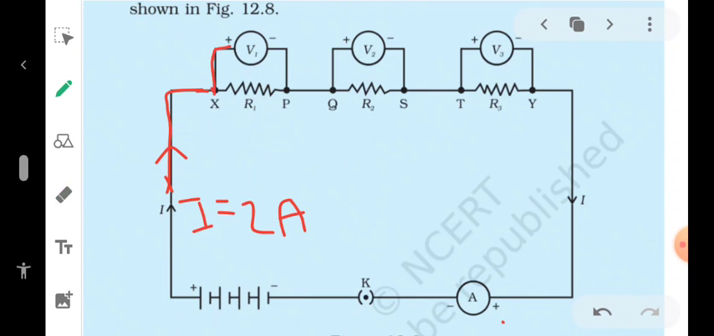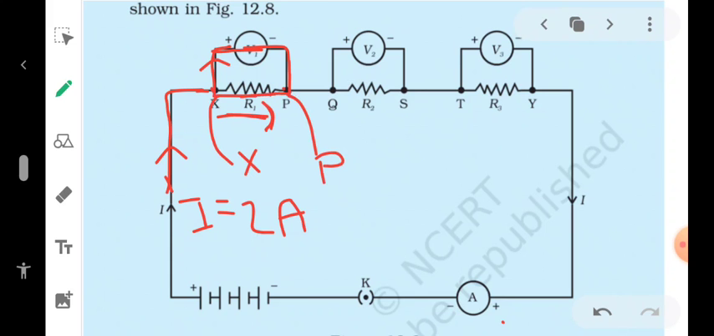At point X, the current will split into two parts. One part of the current will go through voltmeter. What is this? V1. V1 is the first voltmeter. Some part of the current will go through voltmeter 1. Some part of the current will go through the resistor R1. The current through the voltmeter will reach the point P. The current which was flowing through R1, that also will reach point P. Now tell me, what is the current at the point X? What is the current at point P? Whether it will be equal or not.